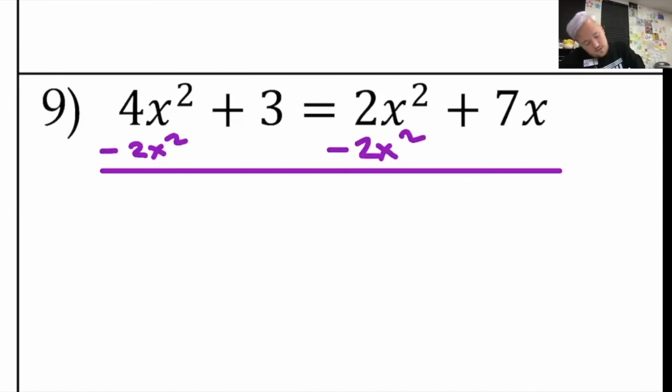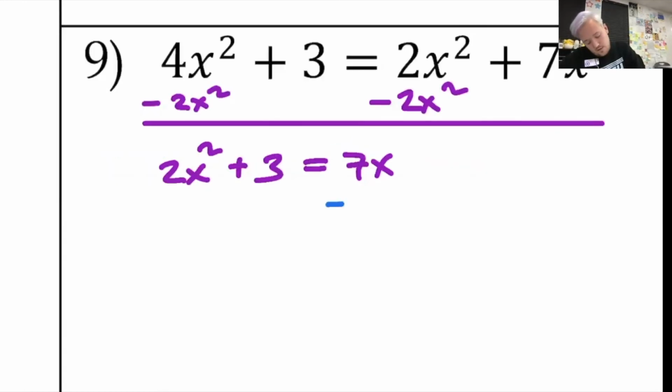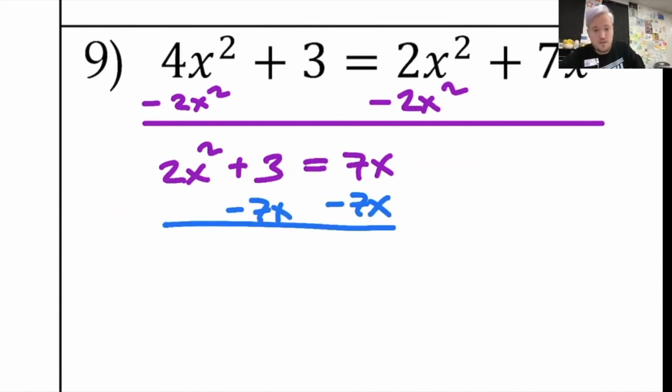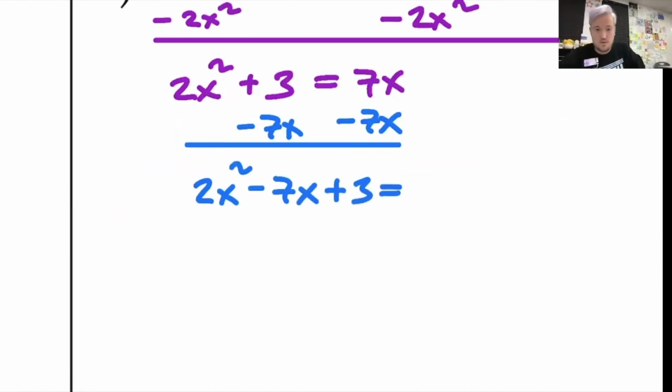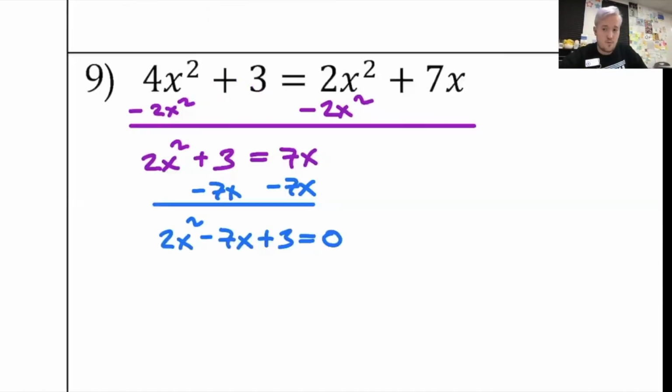So I'm going to have 2x squared plus 3 equals 7x. And now I need to move over that 7x. So I'm going to subtract it on both sides. So notice how this is my b term. So I'm actually going to write this in the middle. So I'm going to have 2x squared minus 7x plus 3 equals 0. So now we have our trinomial that we can factor by grouping.